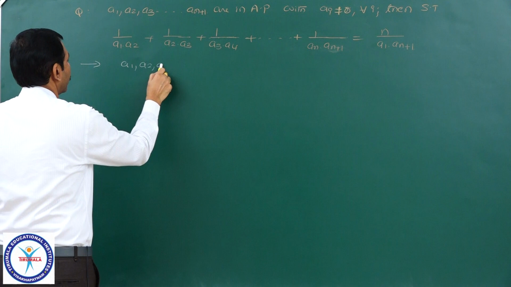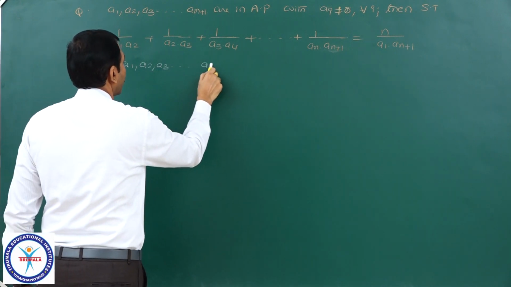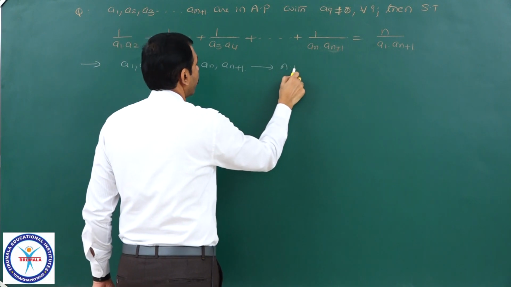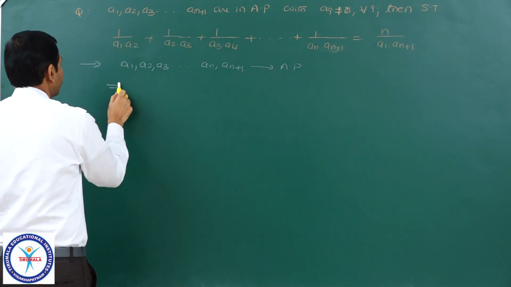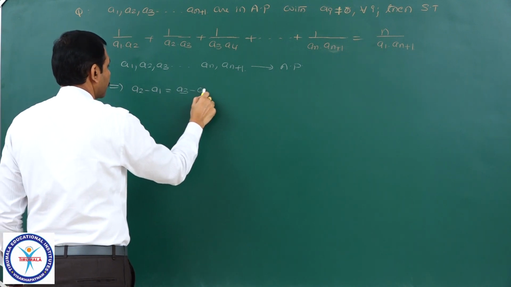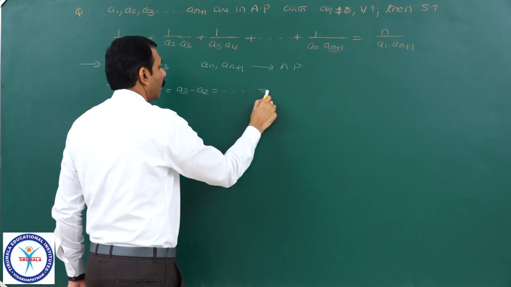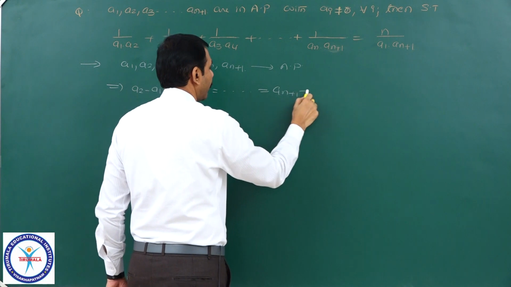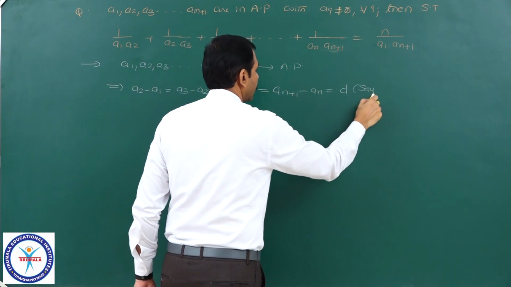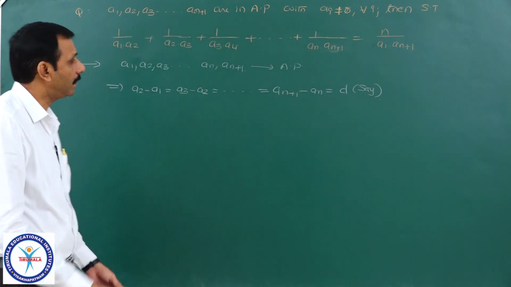a1, a2, a3 and so on, a(n plus 1) are given to be in AP. That implies I can write a2 minus a1 is equal to a3 minus a2 is equal to and so on, a(n plus 1) minus an; all these are equal. Let us take this equal to d, the common difference.